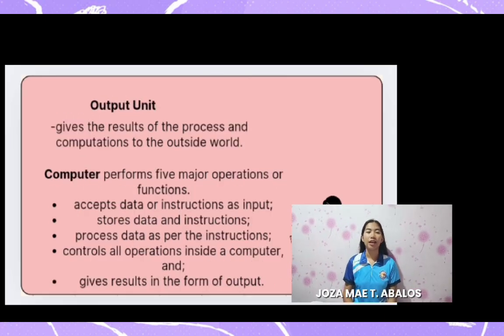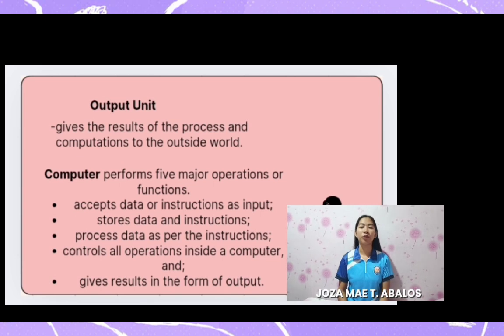The output unit is the exact opposite of the input unit. It gives the result of processing and computation to the outside world. A computer performs five major operations. First, it accepts data and instructions as input. Second, it stores data and instructions. Third, it processes data as per the instructions. Fourth, it controls all operations inside the computer. Fifth, it gives results in the form of output.